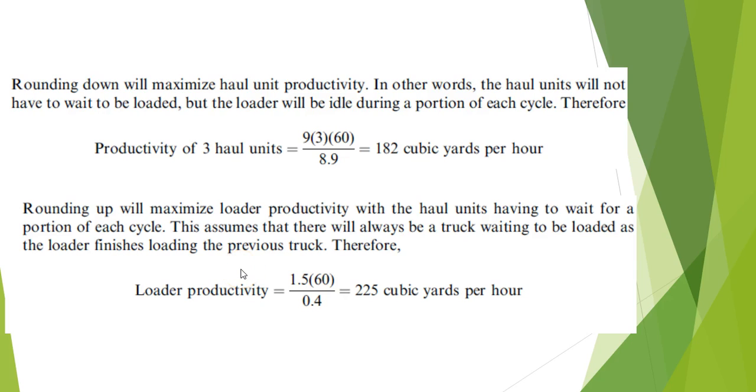If you round up, you'll maximize the loader productivity because it's never sitting waiting for trucks, but you're going to have haul units waiting for at least part of each cycle. And again, this assumes that the trucks do keep moving. One problem you often have on a real site is that the trucks bunch up and they travel all together, and you'll find that they queue up anyway even when you have an optimal number. But in that case, your loader productivity is 225 cubic yards per hour.